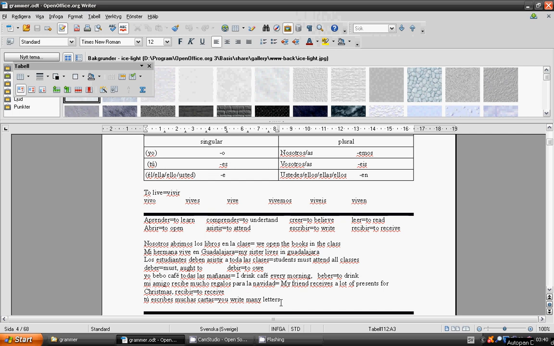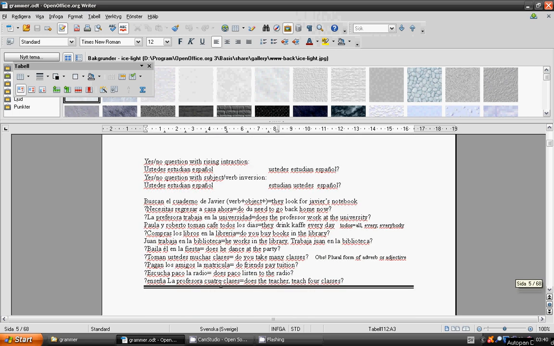Yes or no question with rising intonation: ¿Ustedes estudian español? It is the same. Yes or no question with subject verb inversion: ¿Ustedes estudian español? Or ¿Estudian ustedes español? They look for Javier's notebook. Buscan el cuaderno de Javier. It is verb plus object.